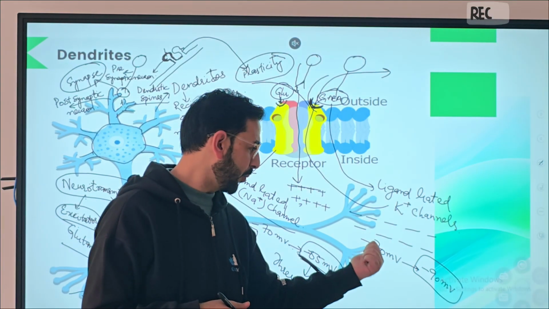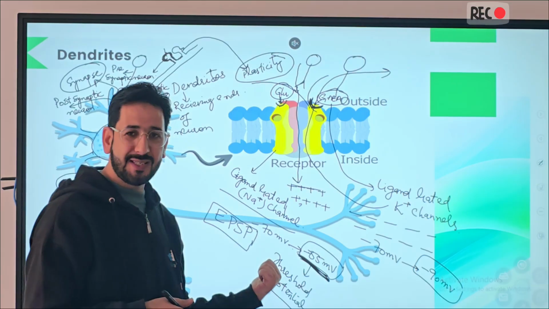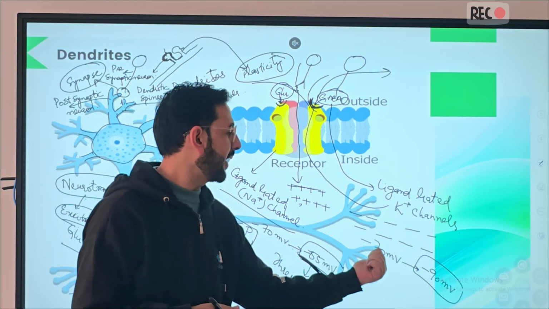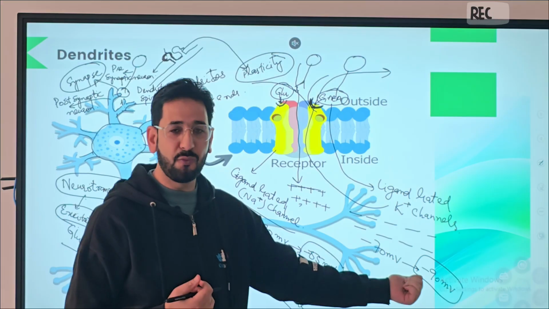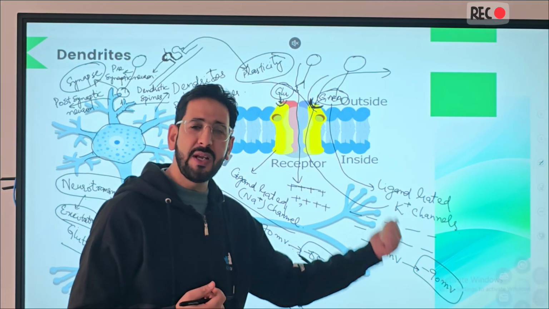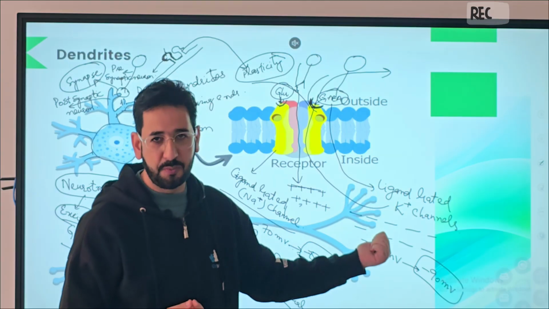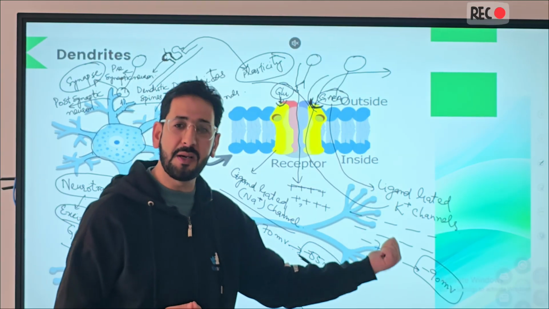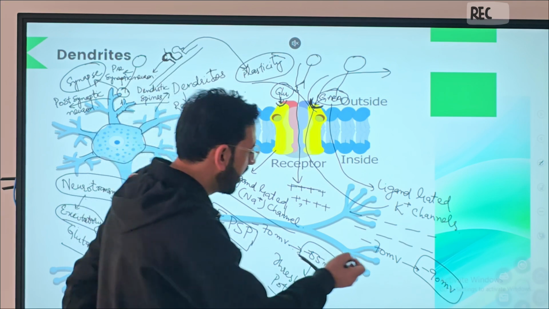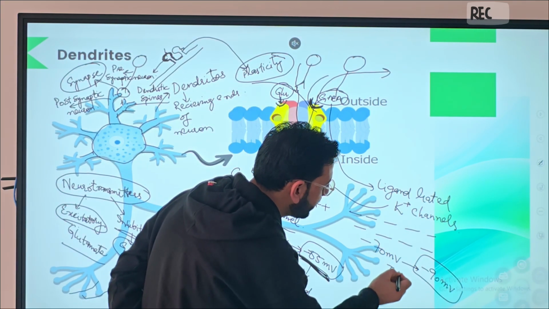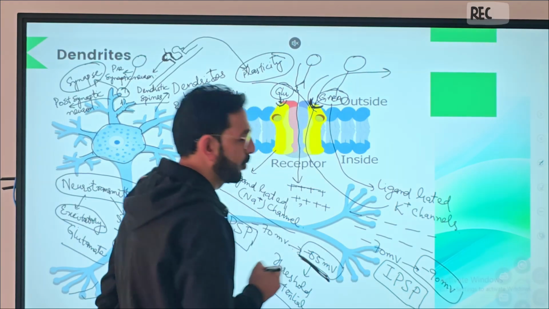To reach the threshold potential, this minus 70 millivolts has to go to minus 55 in this case, but it is going from minus 70 to more negative, minus 90 millivolts. So it is very hard for this neuron to generate the action potential. That means we are inhibiting the postsynaptic neuron, so we call this IPSP, that is inhibitory postsynaptic potential.